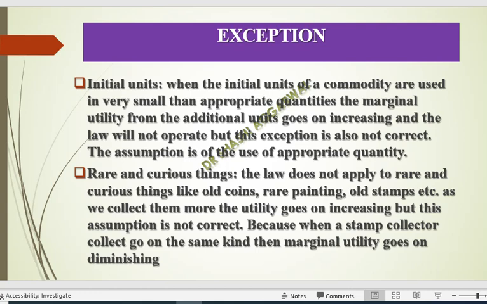Earlier I said that when we are consuming, we are thirsty. Definitely as we are consuming the water by spoon, each spoon will give us more satisfaction. But when we have to apply this law, it means that we are having one full glass of water. So this exception is not true.